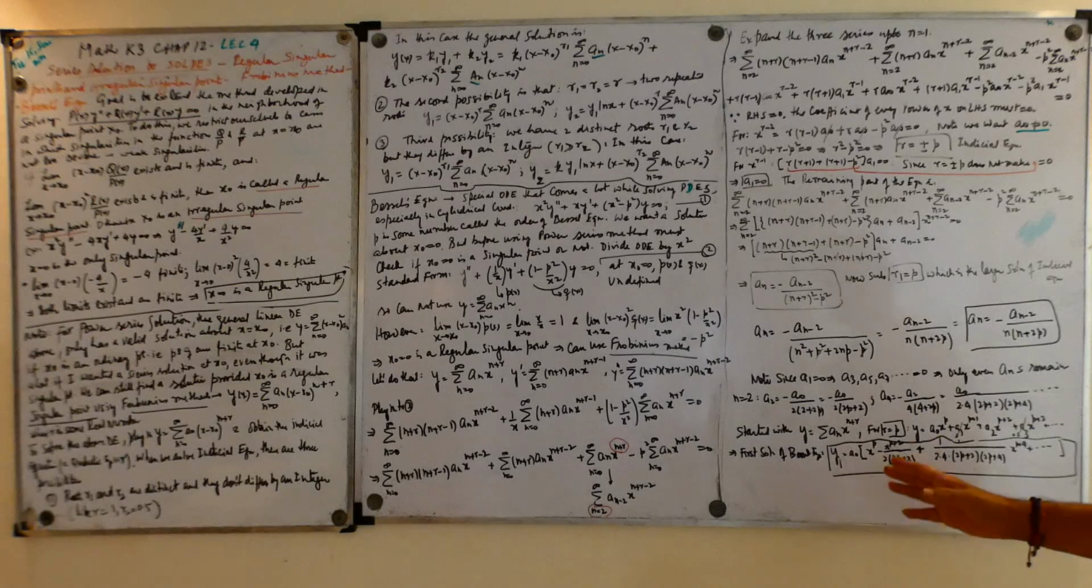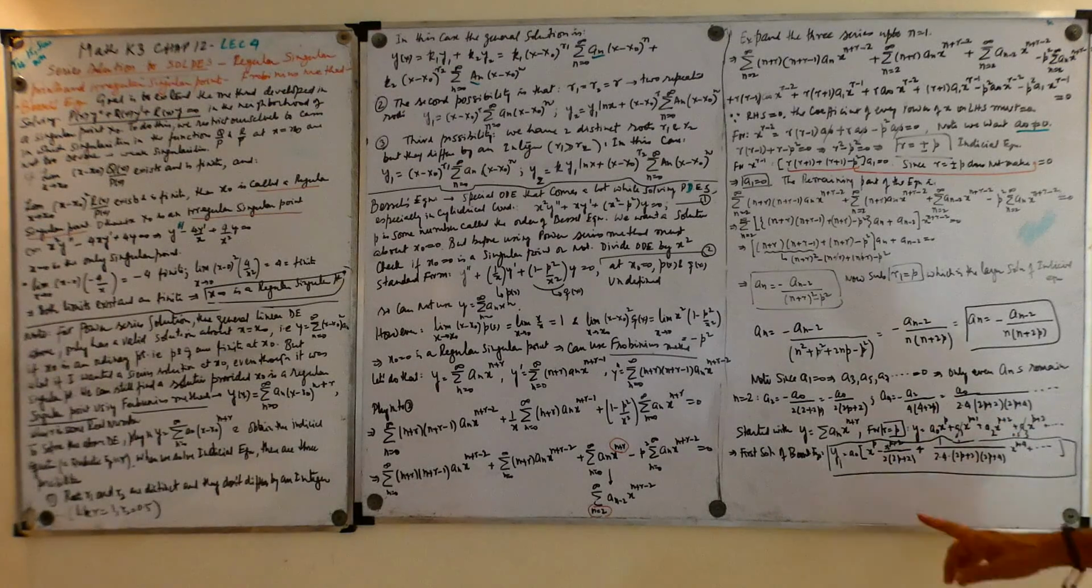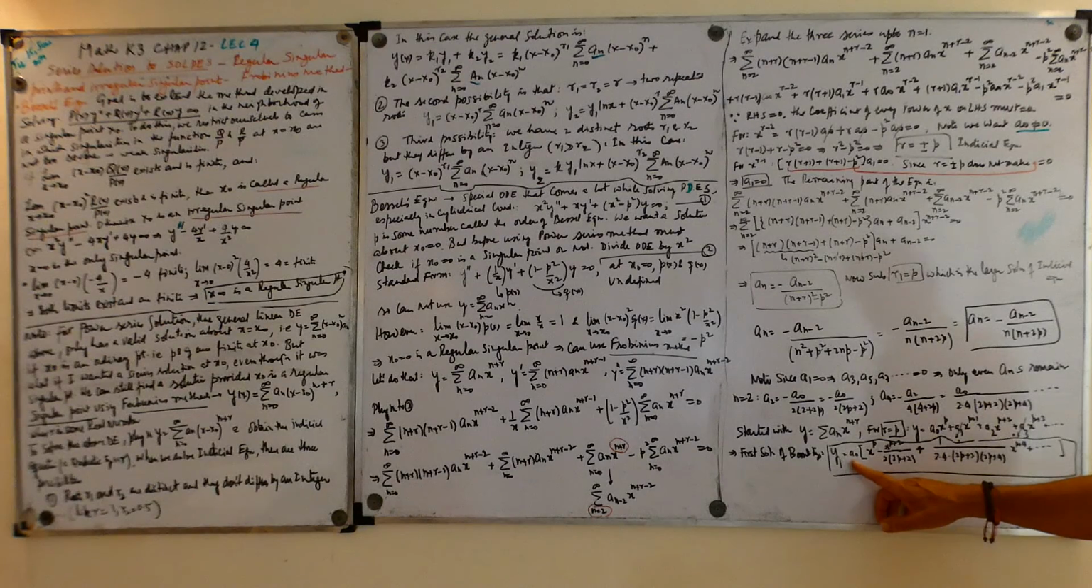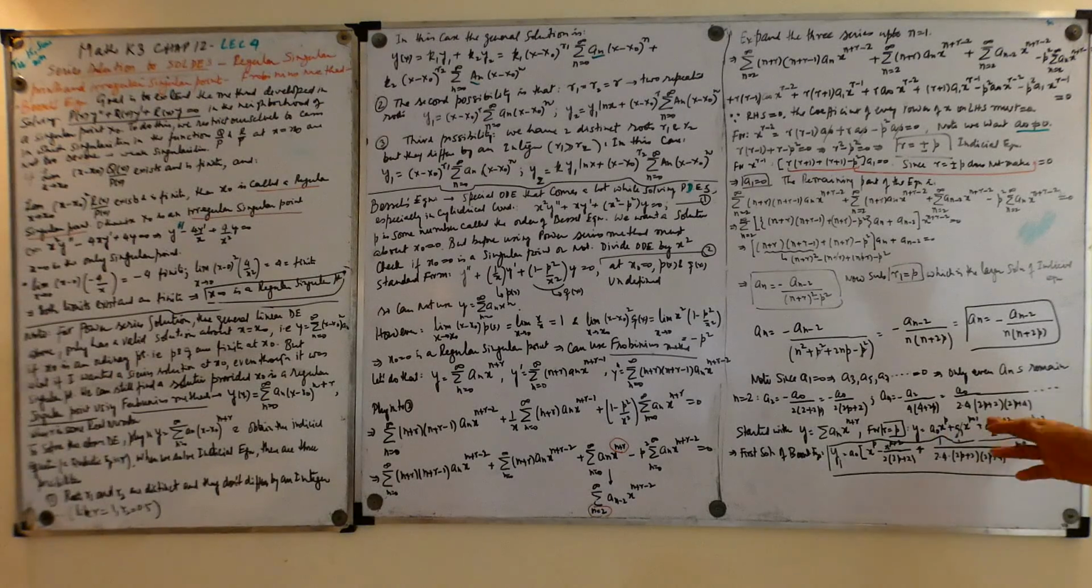I get a series, so the first solution of the Bessel's equation is going to be y1 equal to, I can factor out a0 from here. All of the even ones have a0 with them, so I just take out a0. That gives me a0 x to the power p. Then for the x to the power p plus 2 term, I have minus x to the power p plus 2 divided by 2 times 2p plus 2. Then I have x to the power p plus 4, and that's going to be 2 multiplied by 4, 2p plus 2, 2p plus 4, and so on and so forth. So this is the first solution of the Bessel equation.